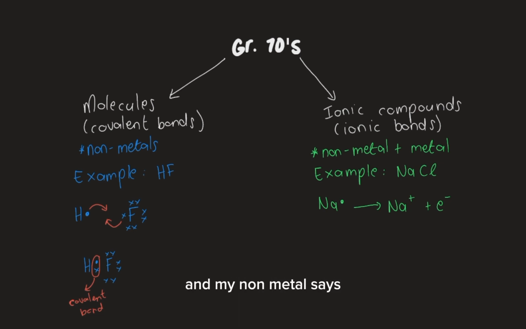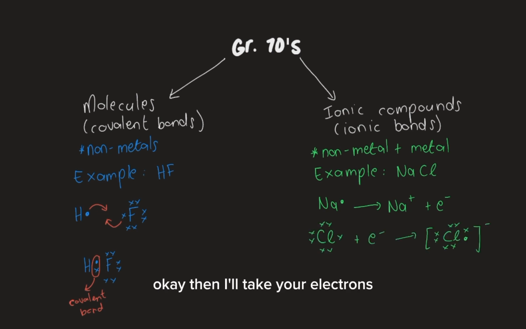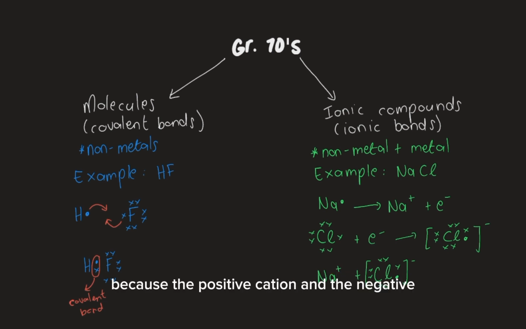And my non-metal says, okay, then I'll take your electrons, and then my outer shell will be filled and I will be stable. And then we have a cation that forms, and we have an anion that forms. And it's the result of these opposite charges that form the bond, because the positive cation and the negative anion attract each other, and this is where the bond forms.